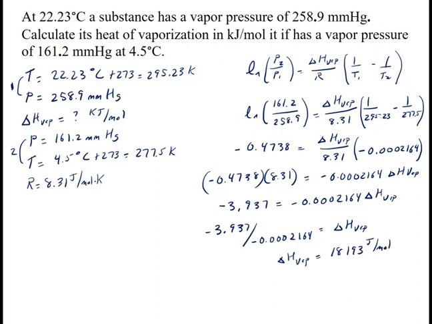The problem did specify it wants it in kilojoules, so I need to, the fact that there's 1 times 10 to the third joules per 1 kilojoule, I'm dividing there, or just move the decimal place 3 to the left, it's 18.2 kilojoules per mole. And that's my final answer right there. Okay.